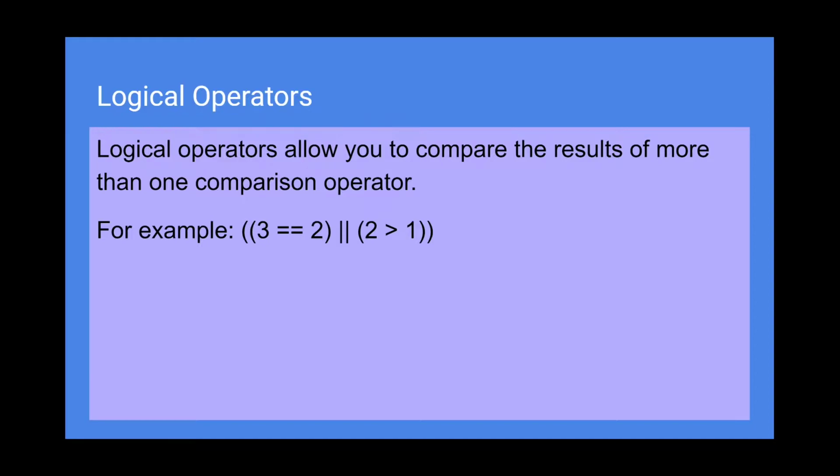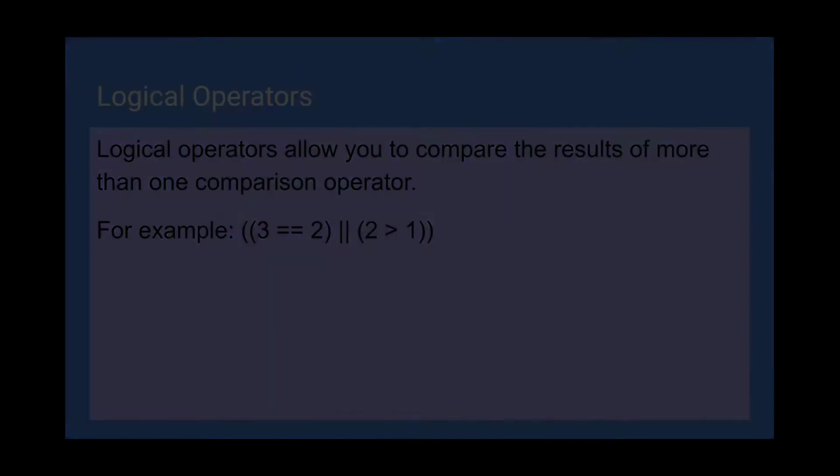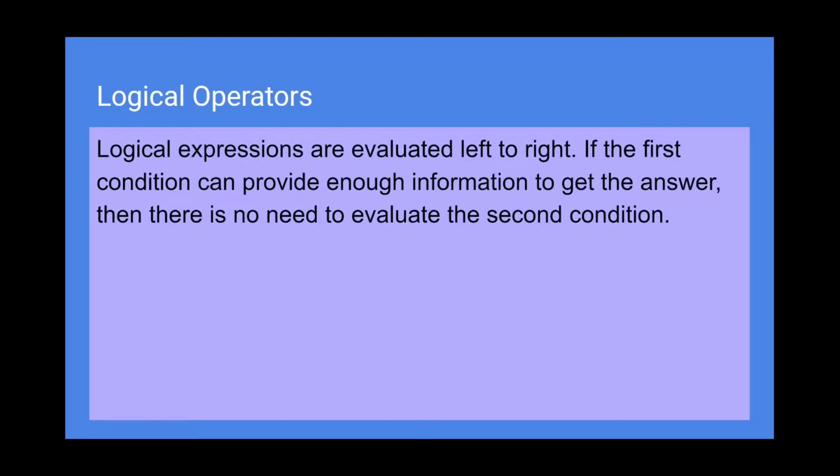But take a look at how it's compared, right? 3 equal to 2 and is 2 greater than 1. What you should understand is that each of these are wrapped in parentheses as a grouping symbol, but all of this is wrapped in one giant grouping symbol. So we logically express things, and we evaluate them from left to right. If the first condition can provide enough information to get the answer, then there's no need to evaluate the second condition. So what we're saying is we're going to compare to see if all of these things are true. If the statements are true, based on a logical rule, then we're going to run the syntax. We're going to run the code inside.